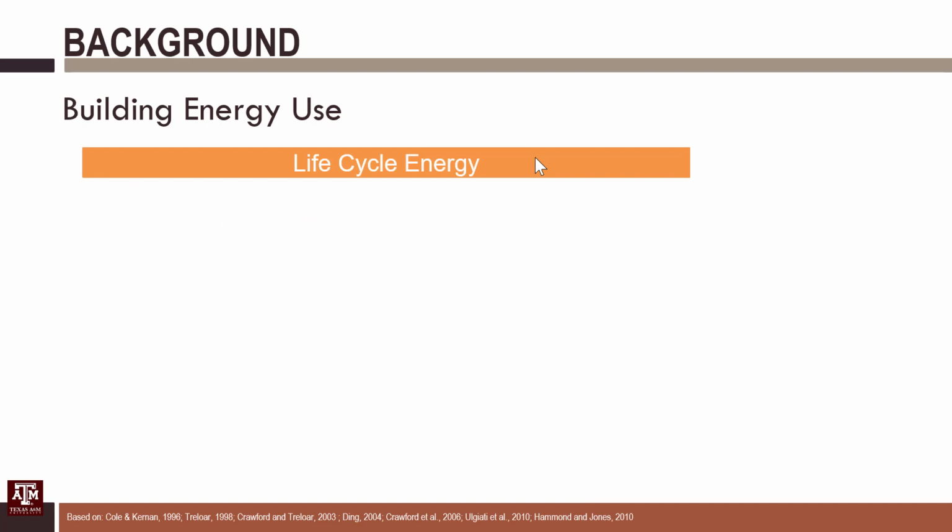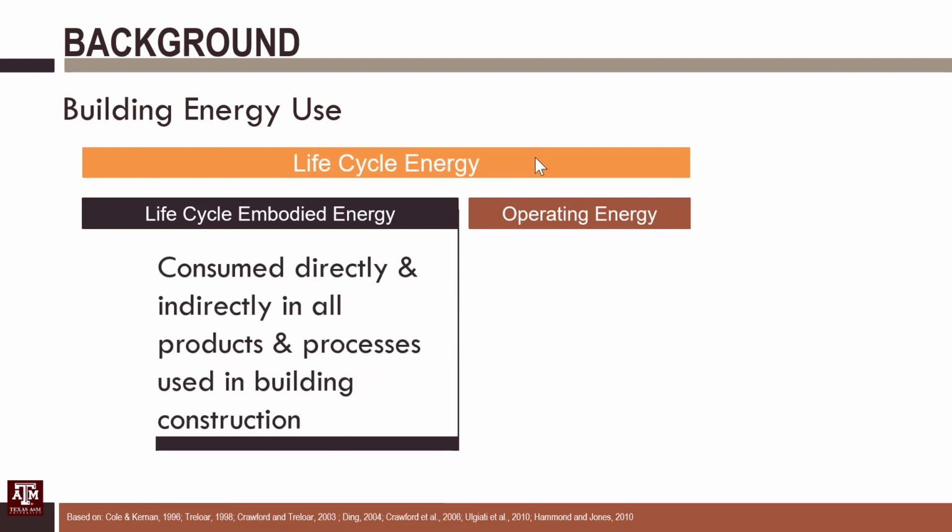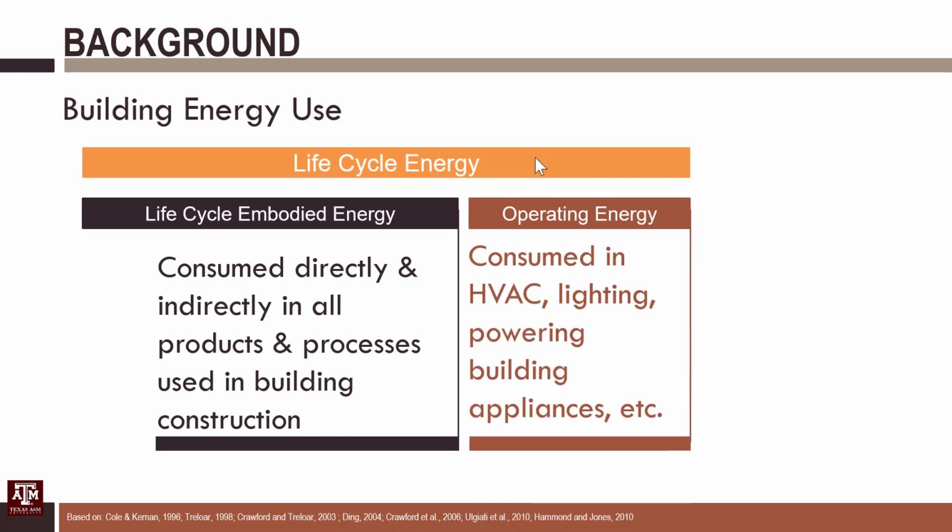So let's look at the life cycle energy model of a building. There are two major components of life cycle energy use of a building: life cycle embodied energy and life cycle operating energy. Embodied energy is consumed directly and indirectly in all products and processes, like building materials, equipment, and construction and transportation processes used in constructing the building, whereas operating energy is used in HVAC, lighting, and powering building appliances. Basically, all of the energy used in operating the building is its operating energy.